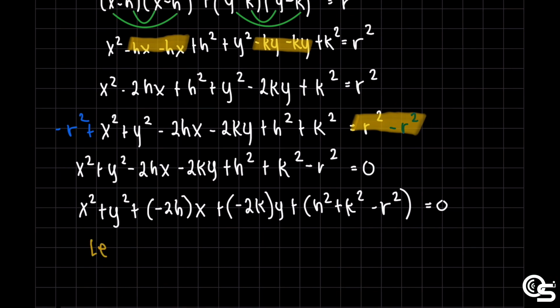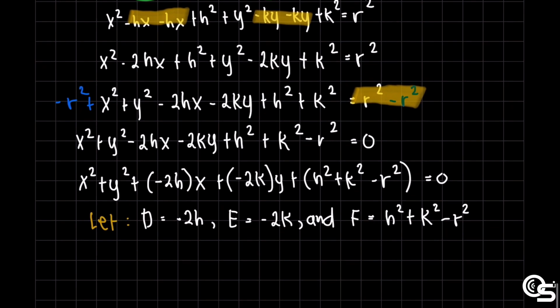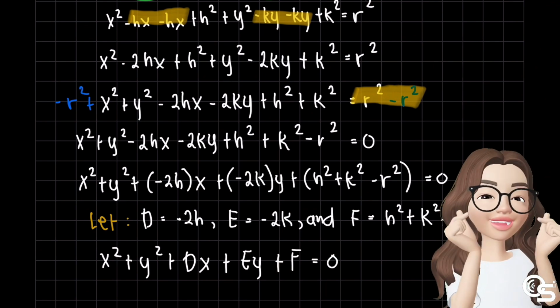Now, we will let D is equal to negative 2h. We will let E is equal to negative 2k, and we will let F is equal to h squared plus k squared minus r squared. And therefore, we will have x squared plus y squared plus Dx plus Ey plus F is equal to 0. And this will be our general form.